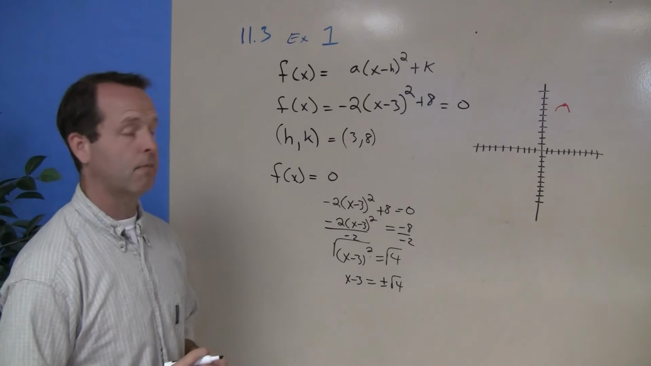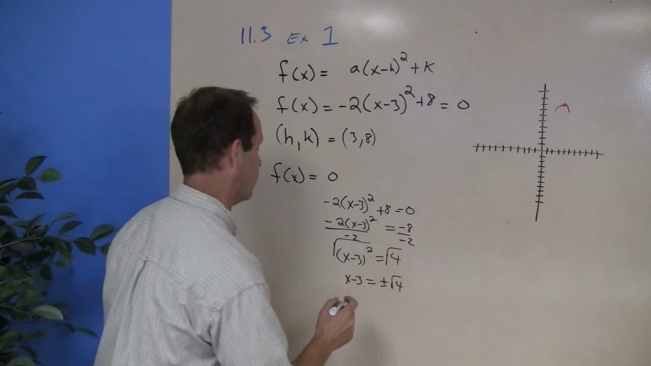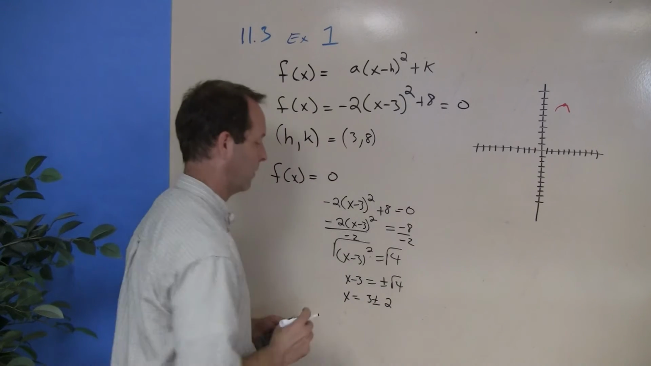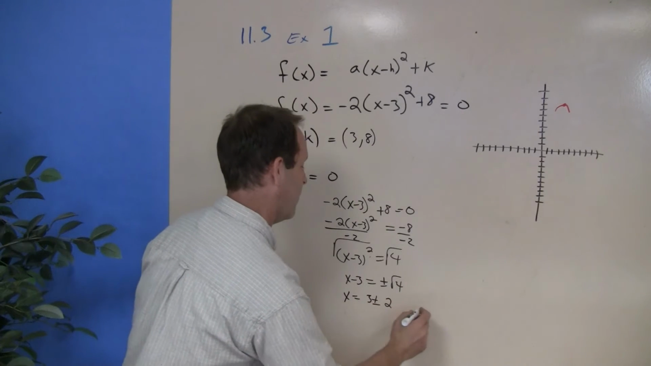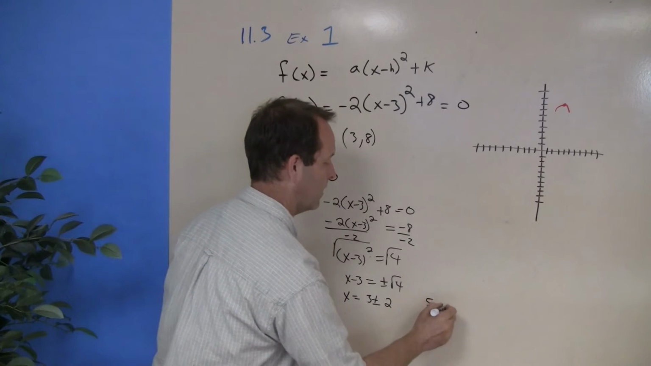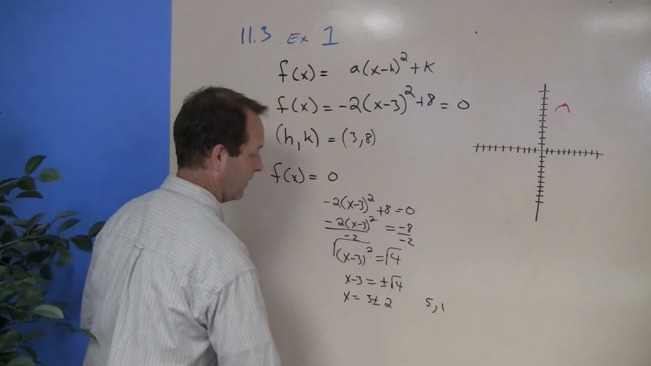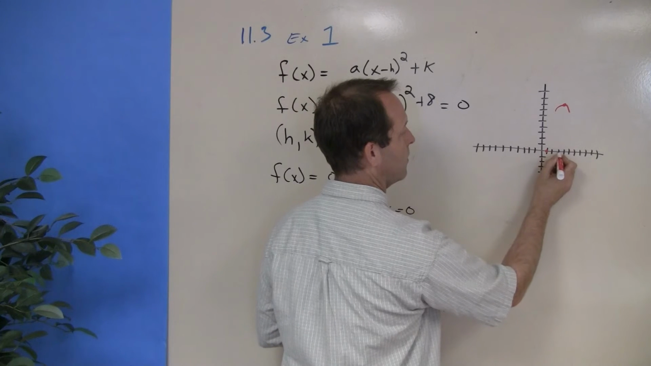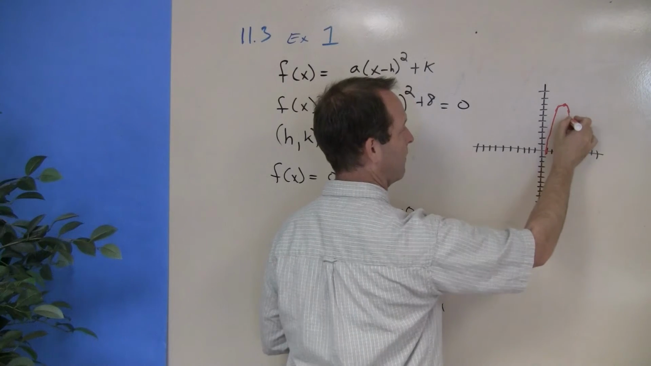x minus 3 equals plus or minus the square root of 4. Square root of 4 is a 2. So I have x equals 3 plus or minus 2, or my two solutions. 3 plus 2 is 5, and the other solution, 3 minus 2, is 1. So I know I have two x-intercepts now, and this graph intercepts at the points 1 and 5. So I can give a little bit more detail on this graph.